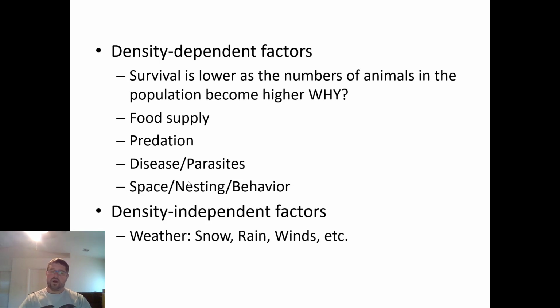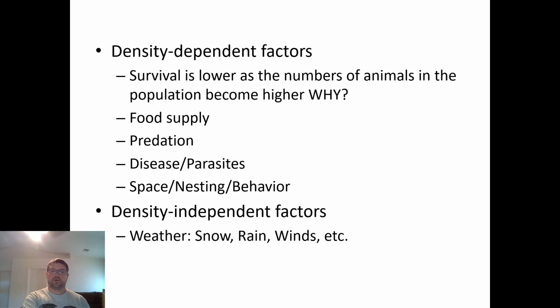You go the opposite way. You increase the amount of land or the amount of habitat so the density decreases in a given region. You can increase your survivorship because now you have more food supply, less predation, less parasite or disease effects. You might have more room for nesting or sexual reproduction behaviors and things like that.